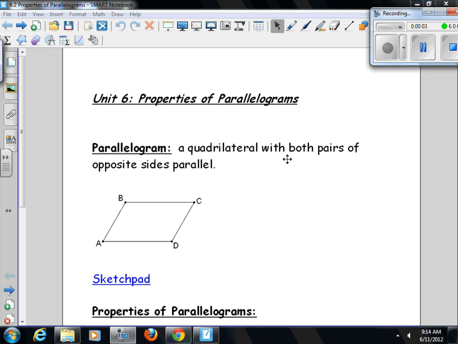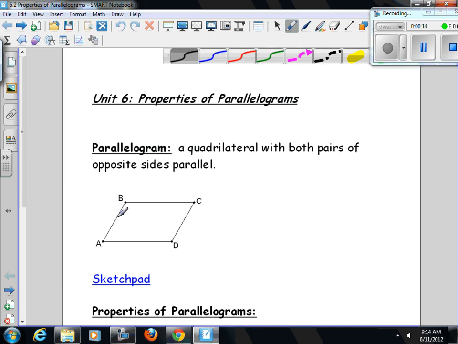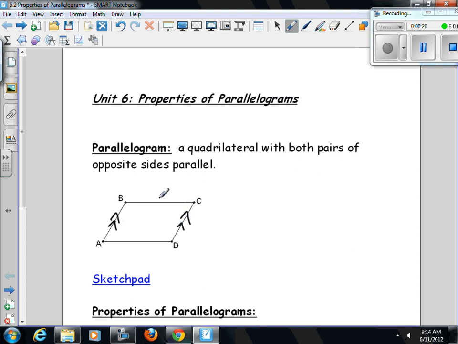Today we're going to be talking about properties of parallelograms. A parallelogram is a quadrilateral with both pairs of opposite sides parallel. So let's mark that in our picture. We can mark AB and CD as being parallel and BC and AD as being parallel.